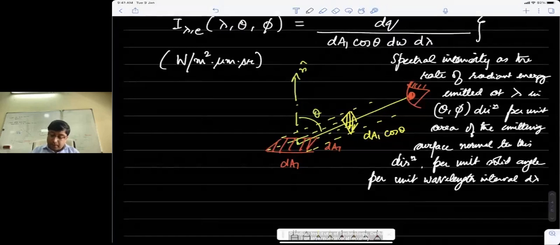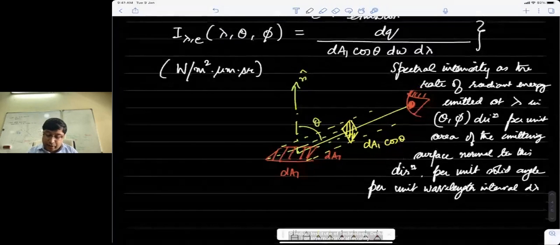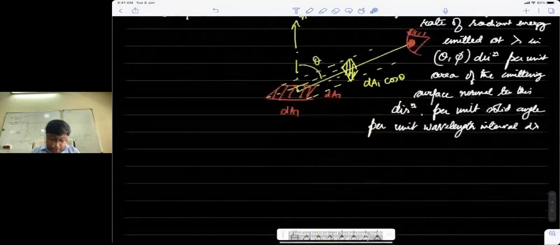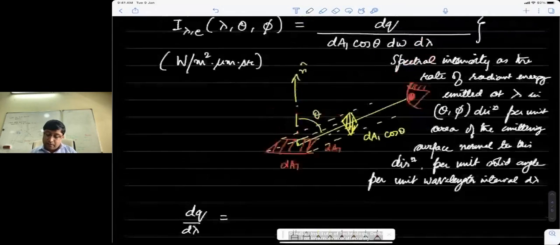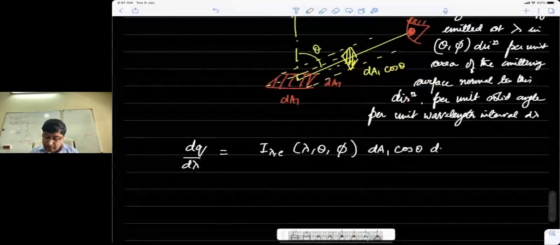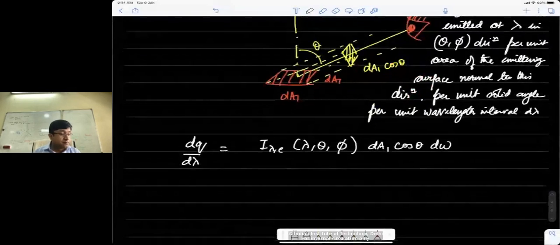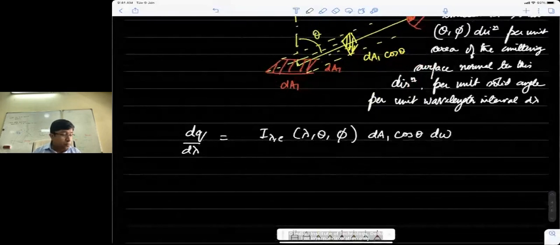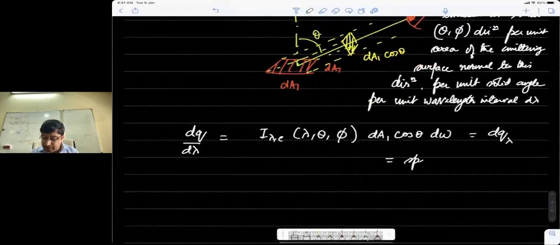Now we can rearrange this equation that we have defined for spectral intensity and write that dq by d lambda would become equal to I lambda E of lambda theta phi dA1 cosine theta d omega. And dq by d lambda is also called dq with subscript lambda, which is called the spectral radiation rate.